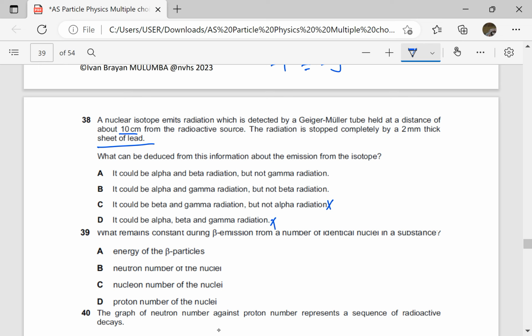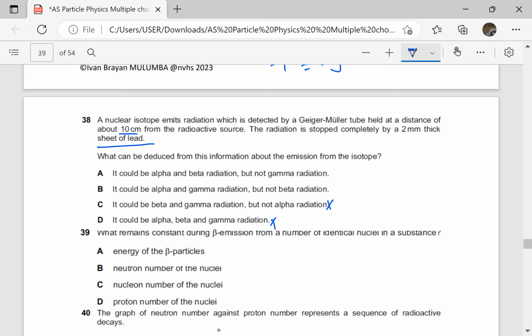What remains constant during beta minus emission from a number of identical nuclei in a substance? The nucleon number does not change. Beta minus emission does not affect the nucleon number. So the nucleon number of the nuclei does not change.